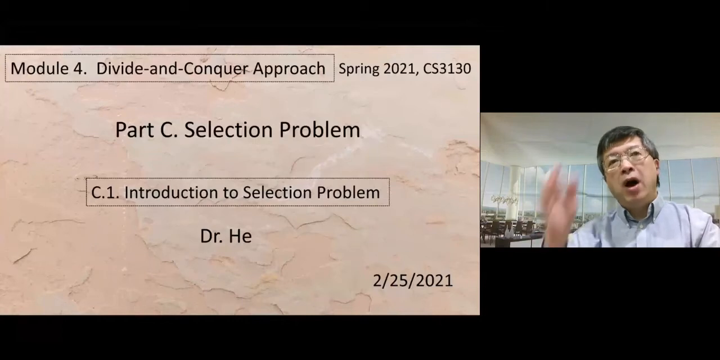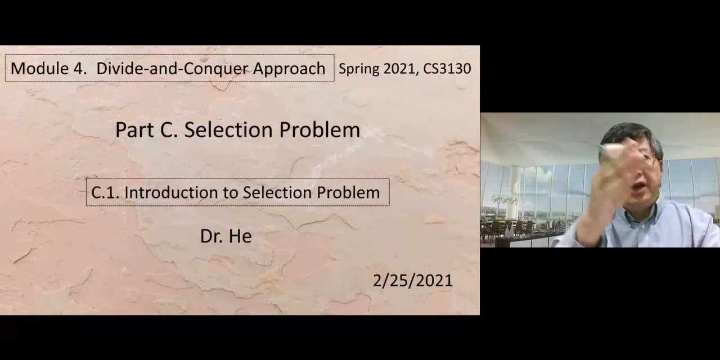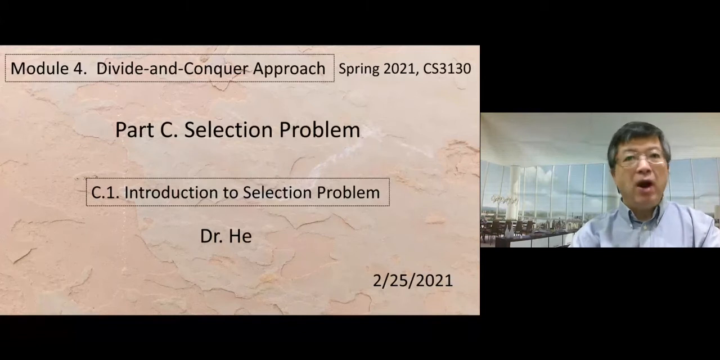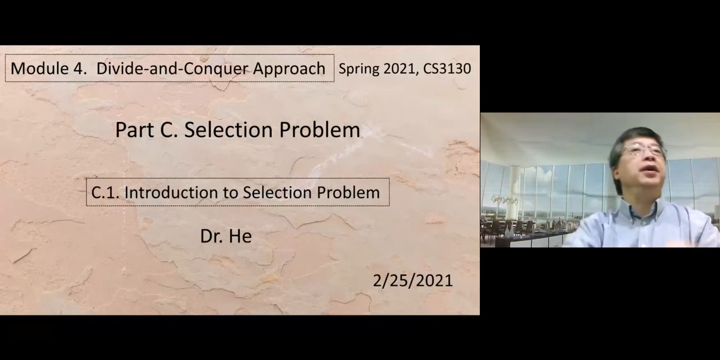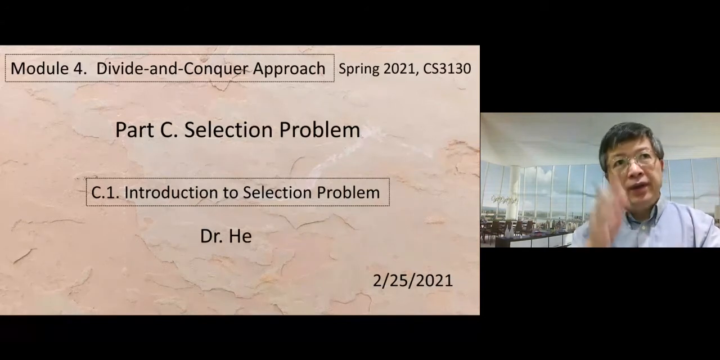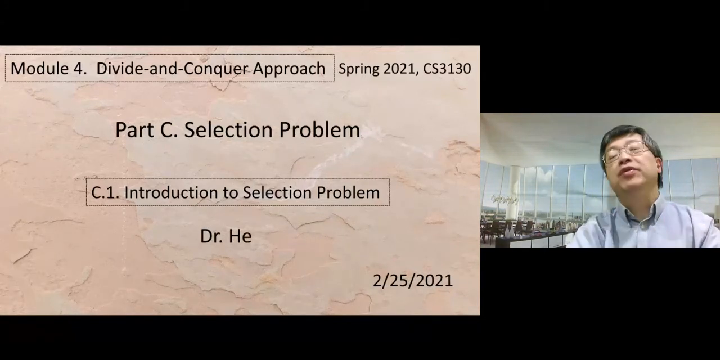We start part C of Module 4, Selection Problem. In this part, we will solve the selection problem completely. I already gave you the selection problem before.